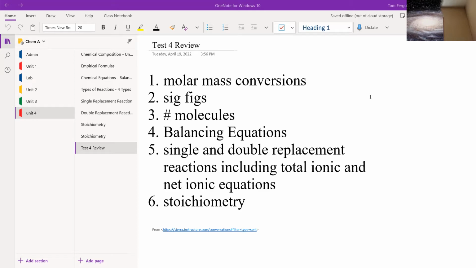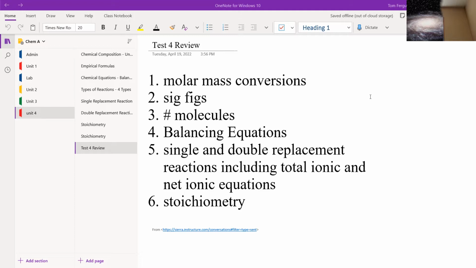Now, there's no chemical reaction going on, so you don't have to have that step 1 where you balance the equation. Okay, always sig figs. Number of molecules, remember that's Avogadro's number, 6.02 times 10 to the 23rd. I'm going to give examples of all these as well.